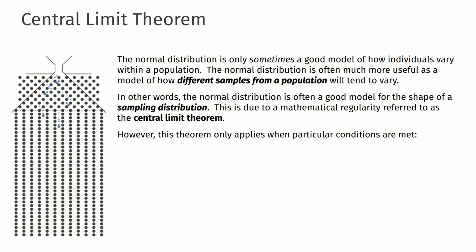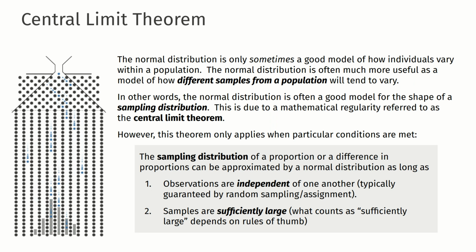Now, this theorem, although it has a very imposing mathematical name, the important thing to remember for our purposes is that it applies only when particular conditions are met. The sampling distribution of a proportion or a difference in proportions can be approximated by a normal distribution as long as two conditions are satisfied. First, observations need to be independent of one another.